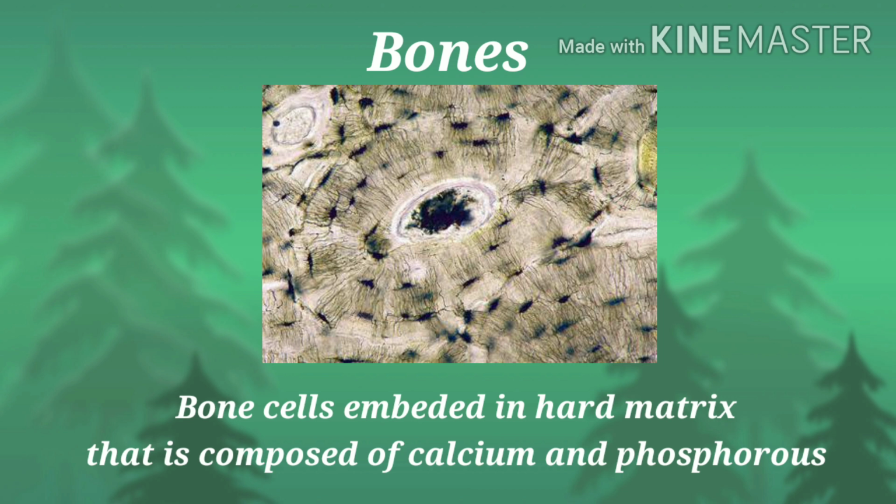Bone is the hardest tissue, right? That's why it has a hard matrix. That matrix is composed of calcium and phosphorus compounds. We are always saying that for the strength of our bones, we have to eat calcium-containing food, right? That's why the matrix of bone is composed of calcium and phosphorus compounds. So for the hardening of bone, we have to eat more calcium-containing food.